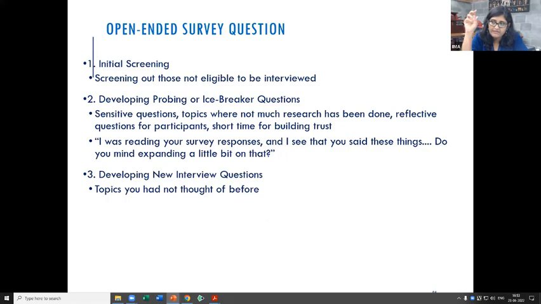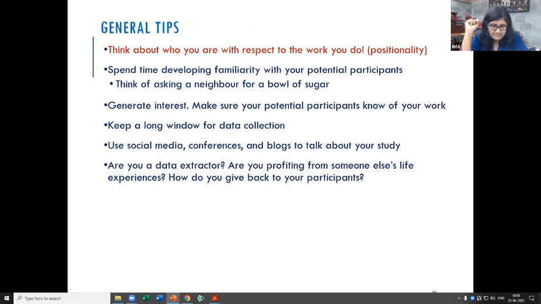And also sometimes in open-ended survey questions, people will tell you things that you had not thought about. So maybe you had not thought about same-sex domestic violence. You assume that domestic violence happens between a man and a woman. But maybe in that survey, someone talked about same-sex domestic violence. Now you can include that in your interview questions. So surveys have many different uses.